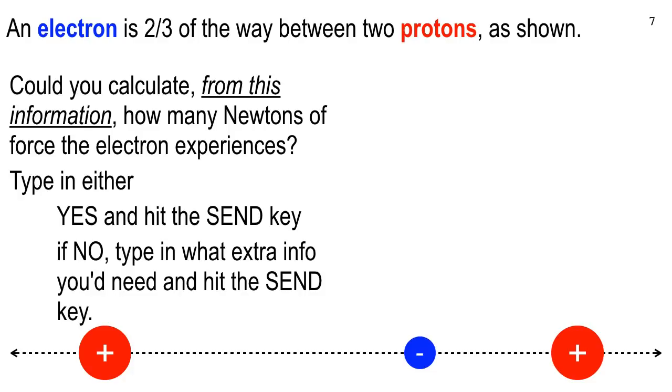Hit okay. Hit refresh one more time. Now try it. Hear that? Listen to the clicking. Don't type in the word no. Type in what you think it would need, and then hit the send key. I see a couple of you putting in no. Don't. If you want to say yes, say that. That's okay. But don't type in no.